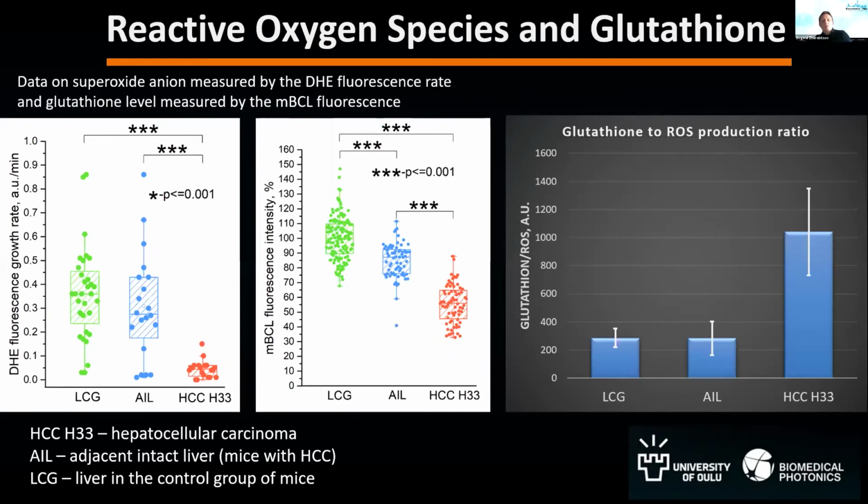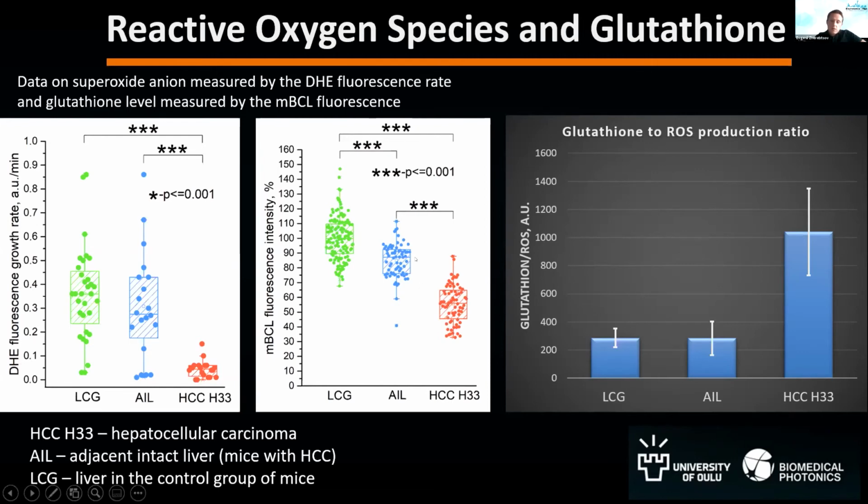Okay, and what we found: the first group was the control group of 5 mice without inoculation of cancer, and they demonstrated a prominent level of production of ROS, and the same for the intact liver in mice with inoculated cancer. But the cancer tissue demonstrated extremely low production of ROS.